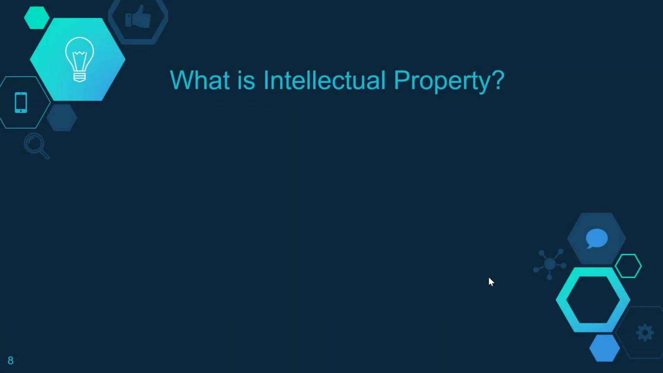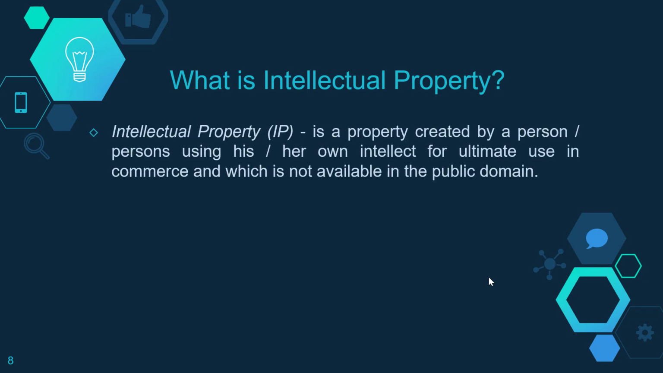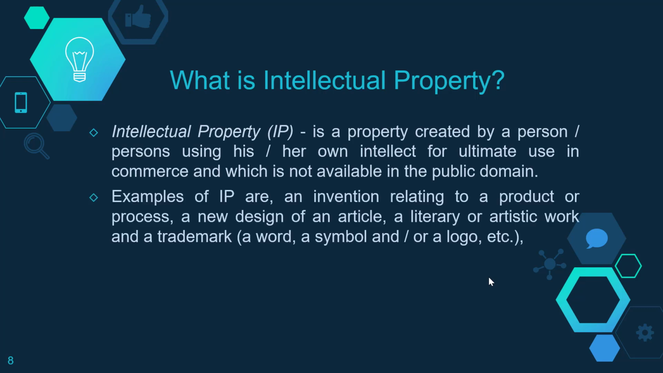Next is what is intellectual property. So intellectual property is a property created by a person or persons using his or her own intellect for ultimate use in commerce and which is not available in the public domain. Examples of intellectual property are an invention relating to a product or a process, a new design or an article, a literary or artistic work, and a trademark. Trademark can be a combination of a word, symbol, or logos, etc.